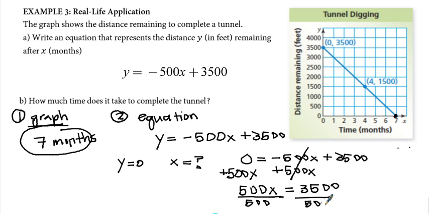Then you get that x is equal to 3,500 divided by 500. I can cancel out the zeros, and 35 divided by 5 is 7. So we still get the same answer where x equals 7, and since x stands for time in months, that means our answer is 7 months. Both ways, you will still get the same answer, and you should be able to do it using the equation as well. All right.